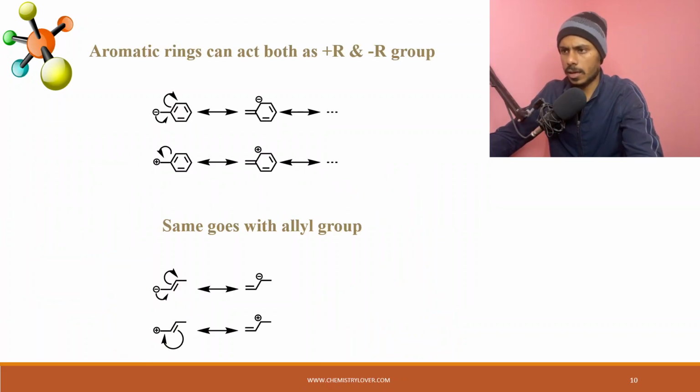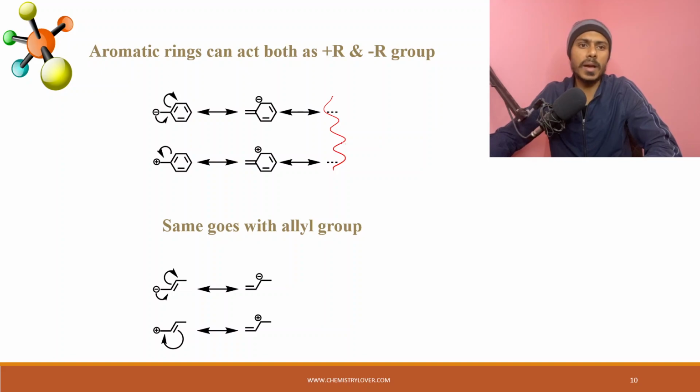So when we talk about resonance or mesomeric effect, aromatic rings play a very important role. These aromatic rings, you can see, can show both plus R and minus R effect, because they will change their behavior depending on which group they are attached to. For example, in the first case, this benzene ring is attached to some electron rich center, so it is pulling electron from that center.